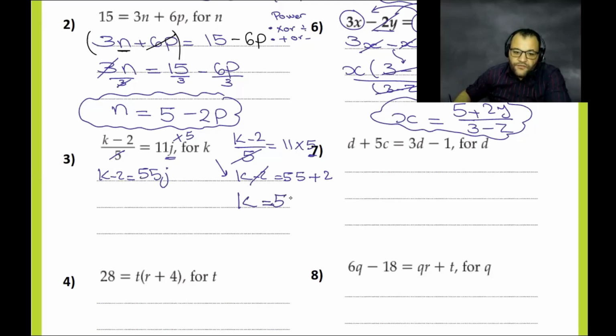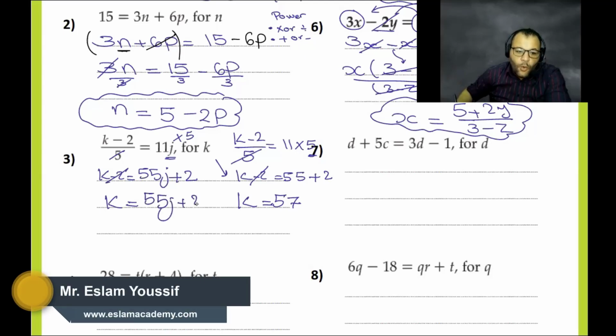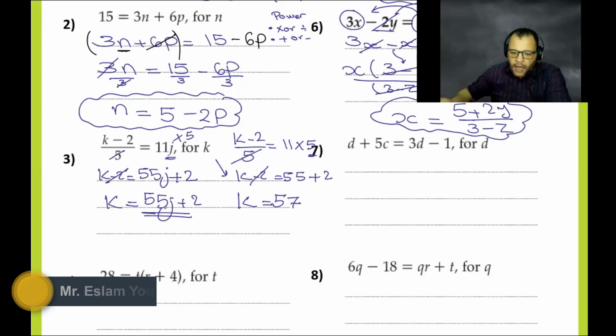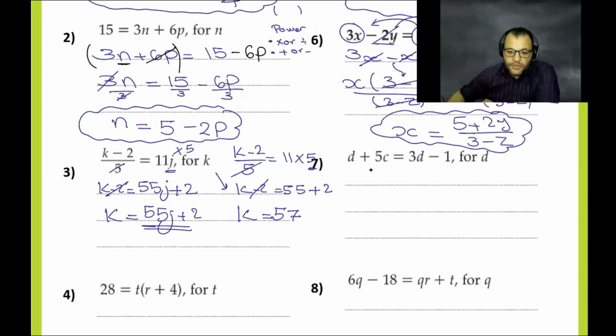Also here I will shift 2 by adding 2. So it means K equals 55J plus 2. Why can't we simplify this one? Because they are unlike terms. It's a variable term, that is unlike the other term. Again for number 7.